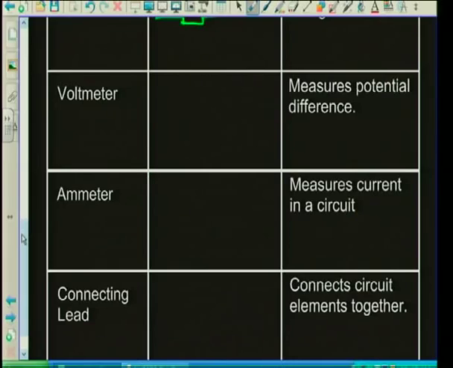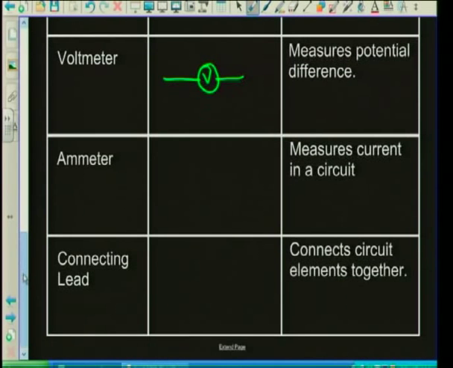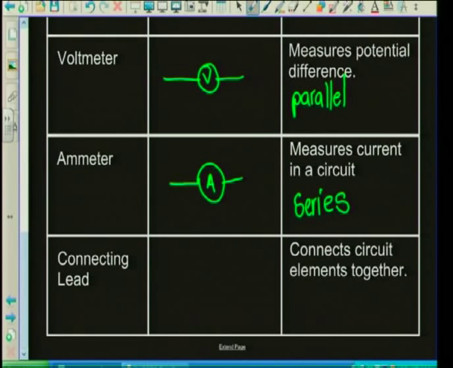Then a voltmeter, which I've already drawn today, but a voltmeter is a circle with a V in it, nice and easy. It's a device that measures voltage for us, potential difference. Our ammeter, which I've also drawn one of today, all right, it's got an A in it. Remember, a voltmeter must be connected in parallel. And our ammeter must be connected in series. Very, very important. You cannot get these the wrong way around.